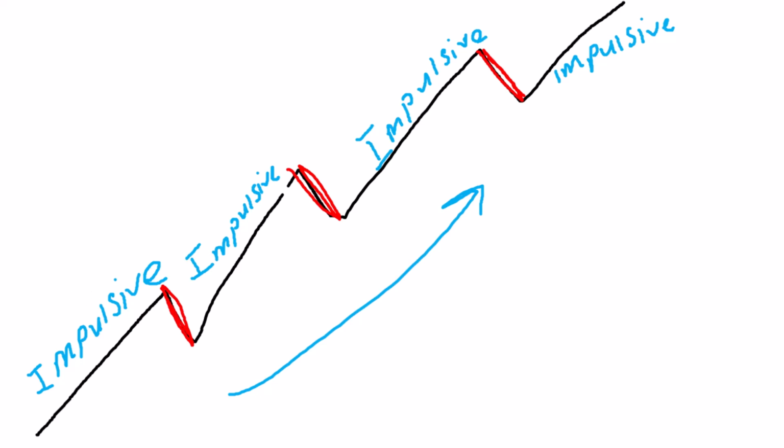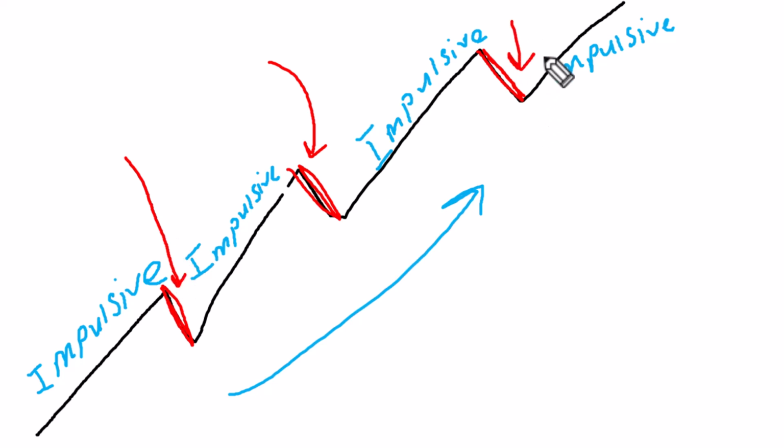So as I was saying, I will never go back to this. Impulsive move, corrective move. Corrective moves are the red. A corrective move is a move against the trend.